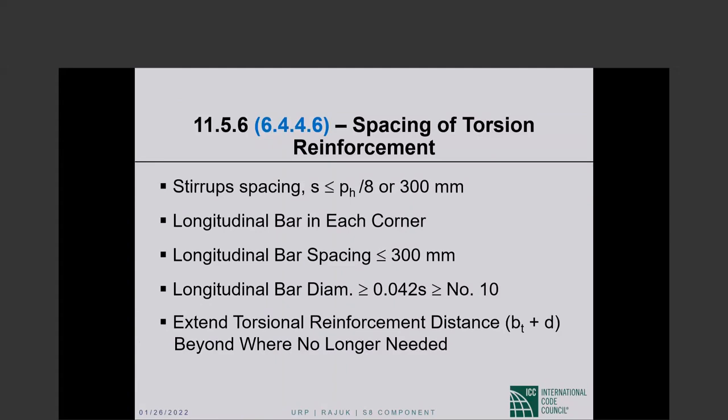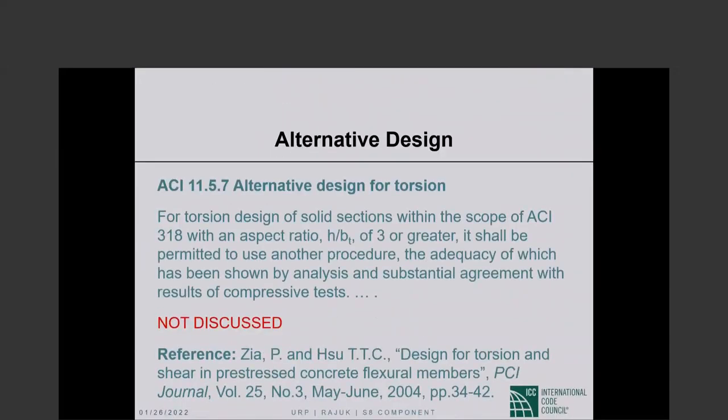A longitudinal bar shall be at each corner of the closed transverse reinforcement. The longitudinal bar spacing is no more than 300 millimeters. Longitudinal bar diameter no less than 0.42 times the spacing, nor less than number 10. And extended torsional reinforcement distance is b sub t plus d beyond where it is no longer required. So quite a few details that you have to be aware of.